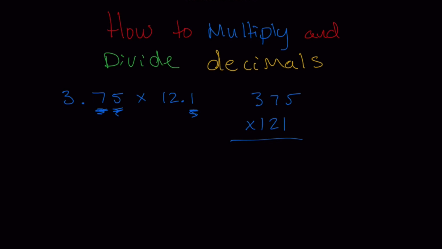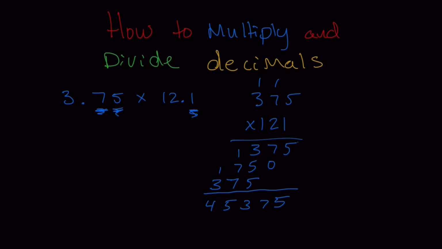Again, I've just dropped the decimal. 5 times 1 is 5. 1 times 7 is 7. 1 times 3 is 3. 2 times 5 is 10. 2 times 7 is 14 plus 1 is 15. 2 times 3 is 6 plus 1 is 7. 1 times 5 is 5. 1 times 7 is 7. And 1 times 3 is 3. Add all of our values up. We get 5, 7, 13, 15, 4, 4, 5, 3, 7, 5. 45,375.